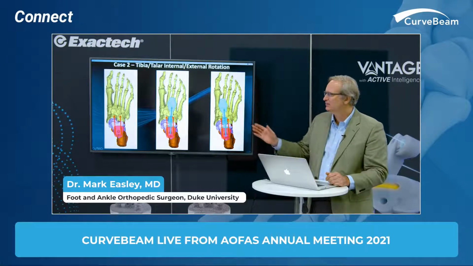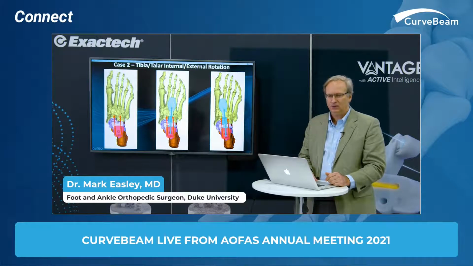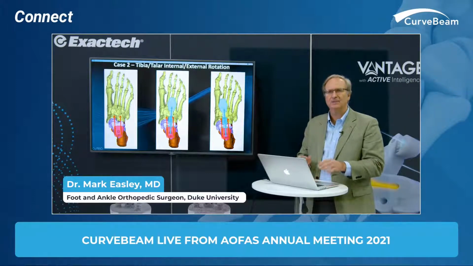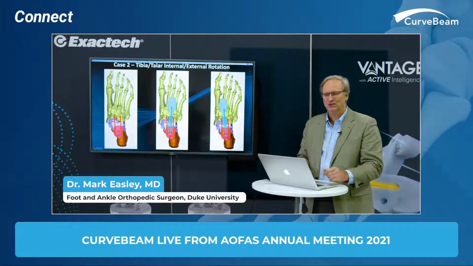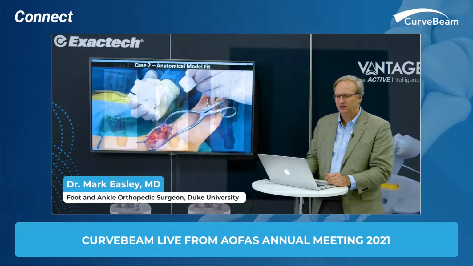And this is a good example of the weight-bearing CT where I've superimposed the tibial component on top of the talar component, and I can start looking at the options of rotation and making sure I get the rotation where I want it to be. And that's how it'll be planned, and I know that's where the patient's going to weight bear. So I think that's a huge advantage.